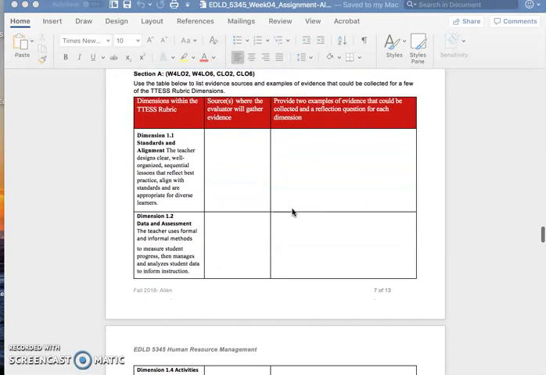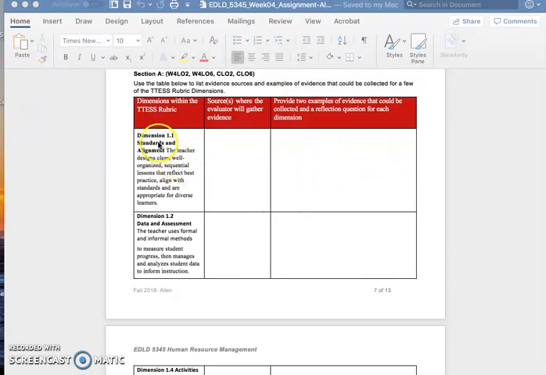You have a chart here. You have the dimensions that are listed for you from the T-test rubric. You're going to tell me sources of where you're going to gather evidence in this column. Provide 2 examples of the evidence in this column, along with a reflection question that will help get the teacher thinking about their process in the classroom.